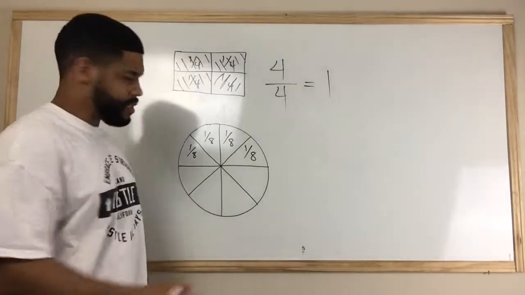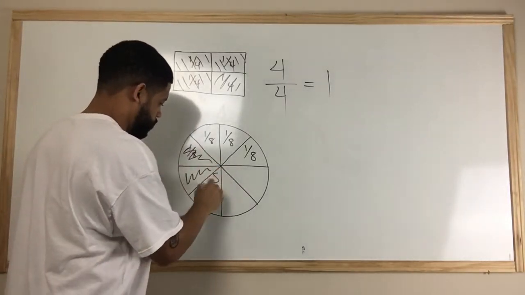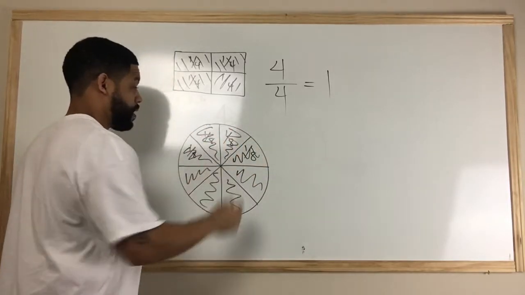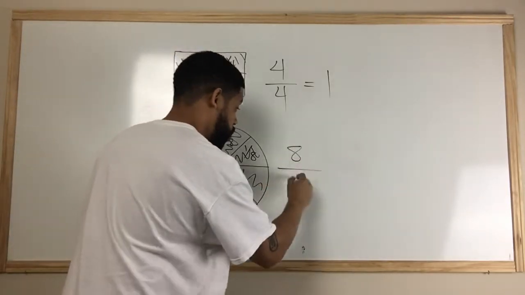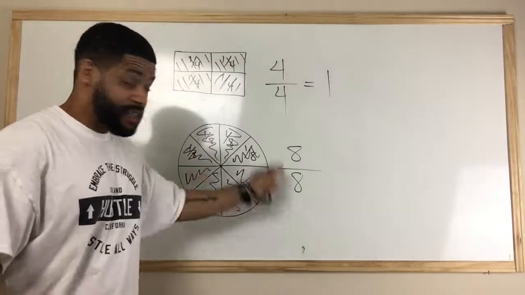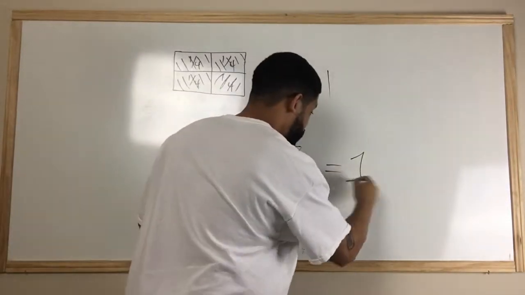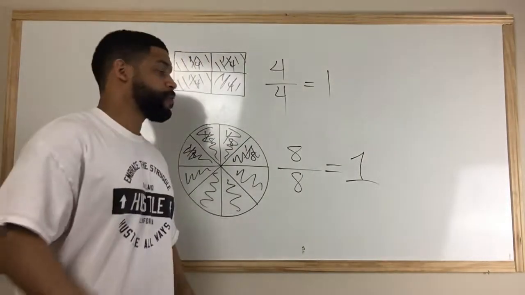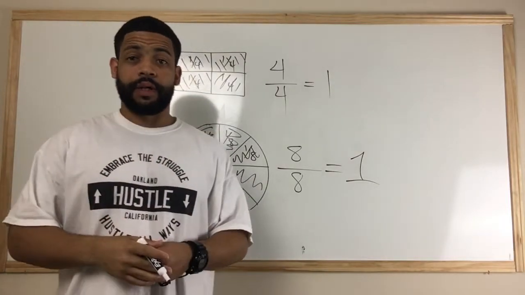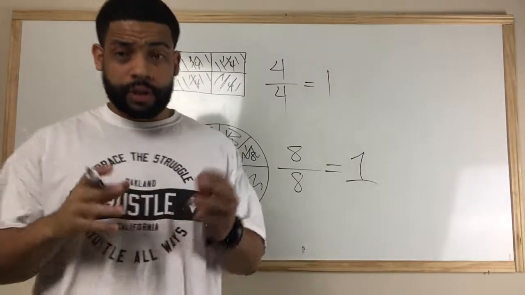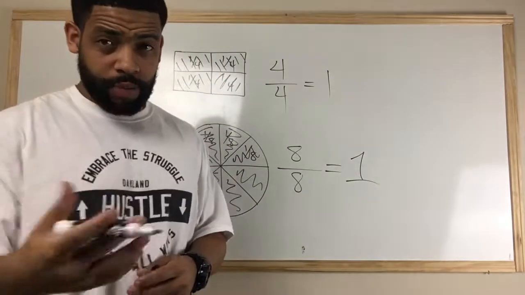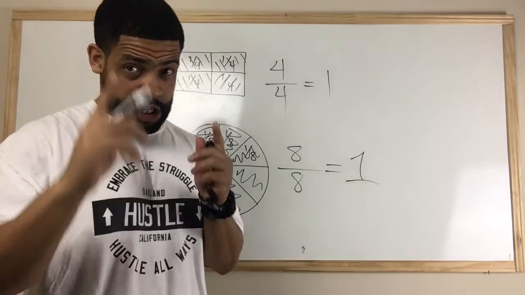But if I take this and I shade in all 8 of them, then guess what? I have 8 1/8 size pieces shaded in, and anytime you have the numerator and the denominator the same, you're going to get 1, okay? So that is how you write whole numbers as a fraction, okay? The other thing we want to talk about, I'm going to do this in a separate video, but we want to talk about how we show these on a number line and how we show another special case.